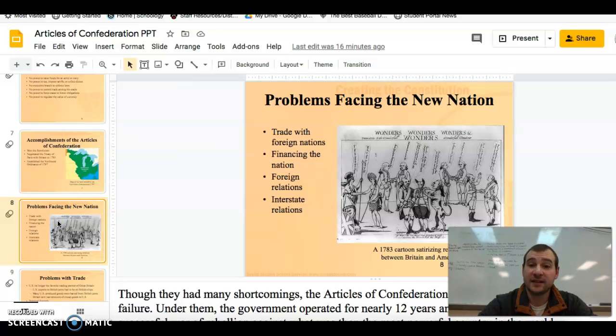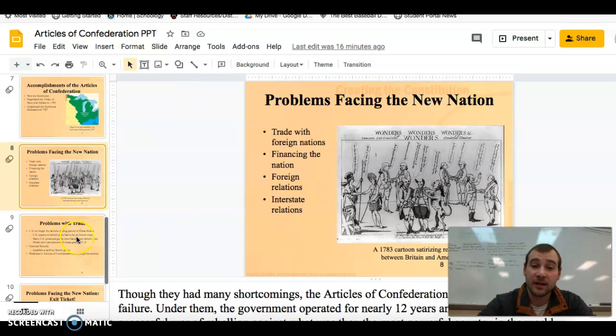All right, problems facing the new nation. We had trade with foreign nations. Obviously, we couldn't impose tariffs. The national government didn't really have a lot of power to do anything with anybody. They couldn't really stop the states from fighting each other. They couldn't really go out and negotiate with other countries because they just didn't have the power to do that at the moment.